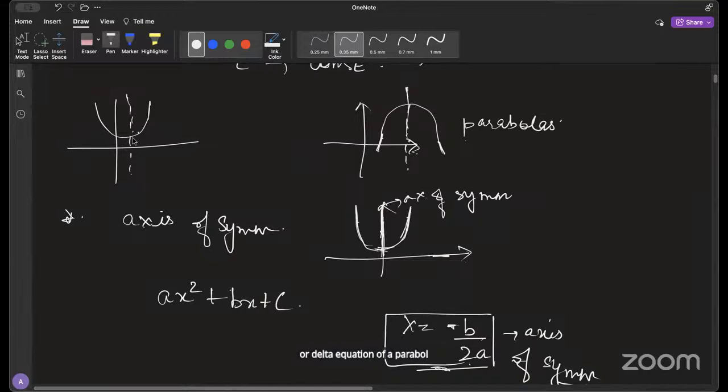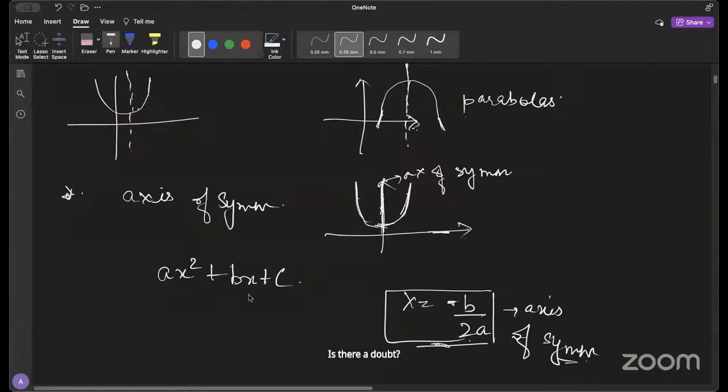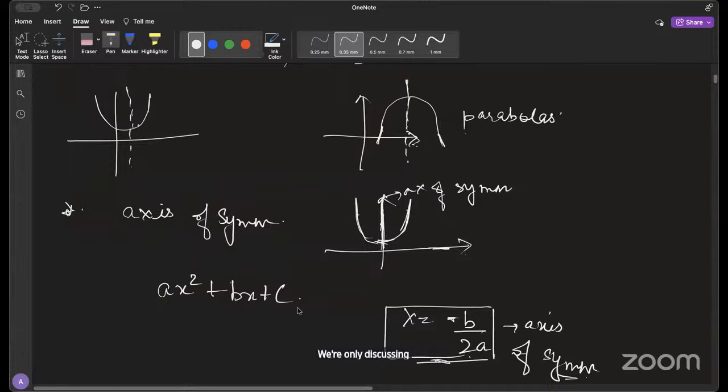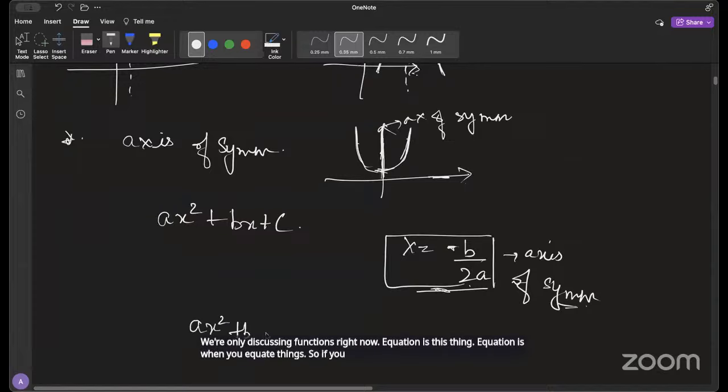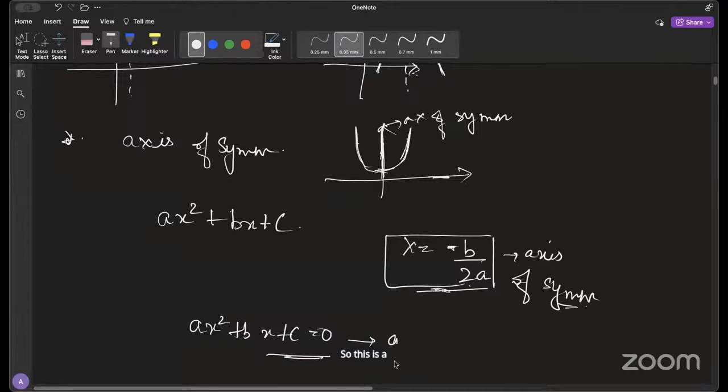Sorry, what is the doubt? What is the equation of a parabola, ma'am? We're only discussing functions right now. An equation is when you equate things. So if you put this thing equals 0, then it becomes an equation. So this is a quadratic equation. When you include the equals sign, it becomes a quadratic equation. And this one is a function, a quadratic function.